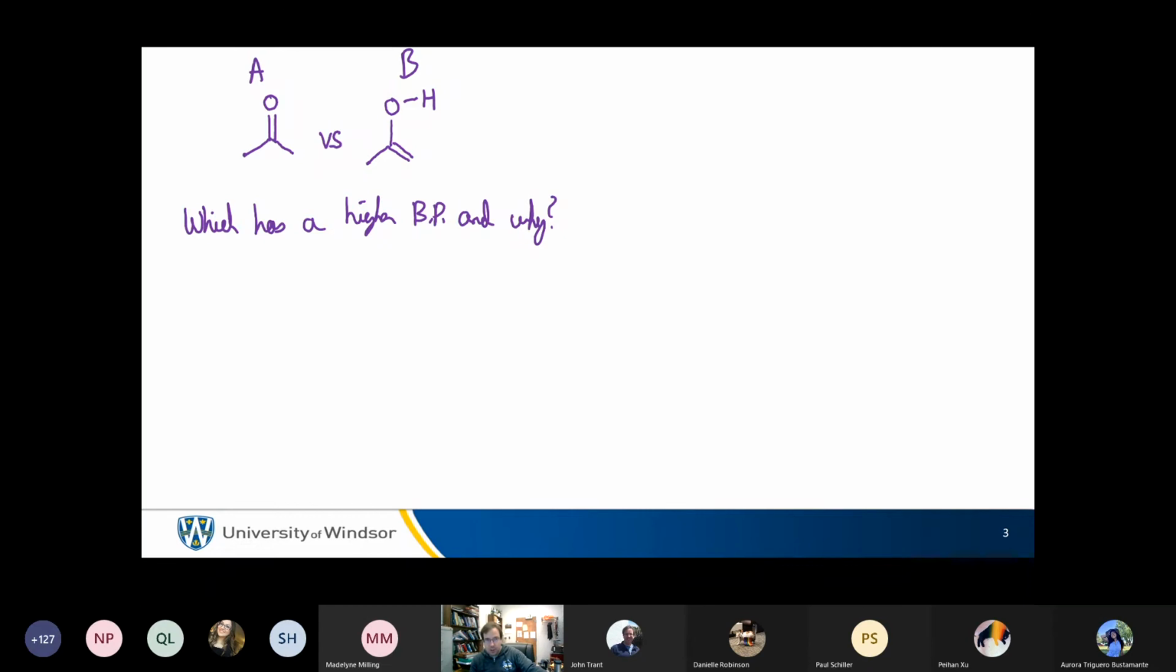So the question then is, which of these has the higher boiling point and why? You need to think about what intermolecular forces are going to play a role here, because they have the same molecular weight.